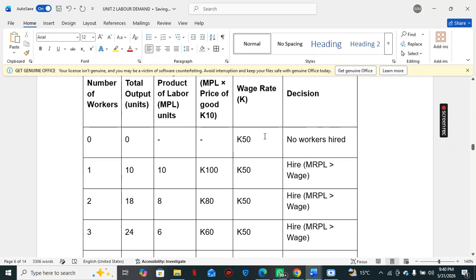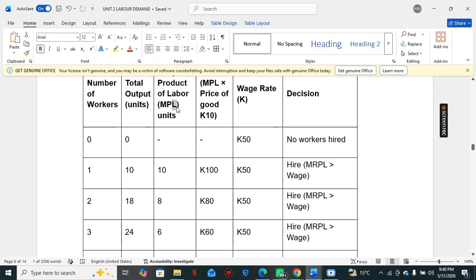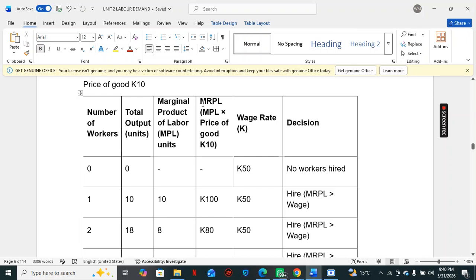Same thing here: number of workers, total units. Again, we've got the marginal product here. MPL and MP are the same, just letting you know it's the marginal product of labor. So again, we've also got the marginal revenue product of labor, which is the same as MRP. I put this so that you're not wondering where MPL is.